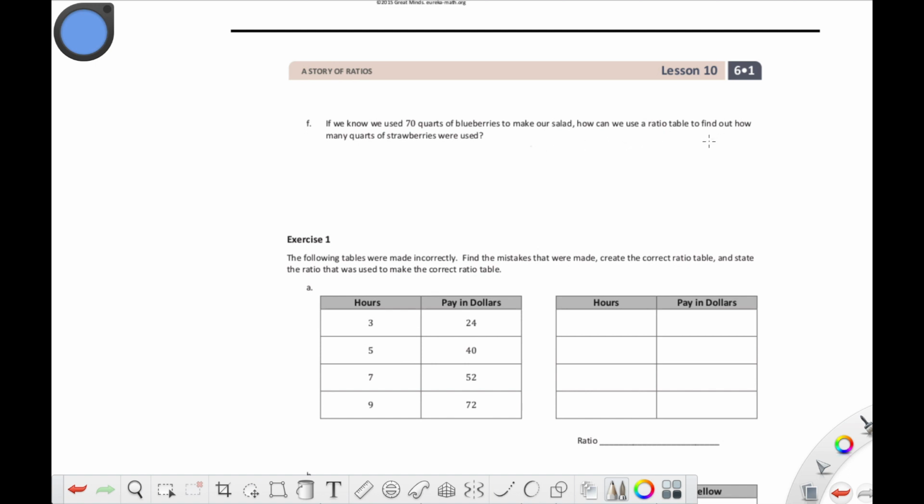All right, F says, if we know we used 70 quarts of blueberry to make our salad, how can we use a ratio table to find out how many quarts of strawberries were used? Well, we could continue counting, or we could take 70, and we know that there's 3 times as many strawberries, and we get 2,100.